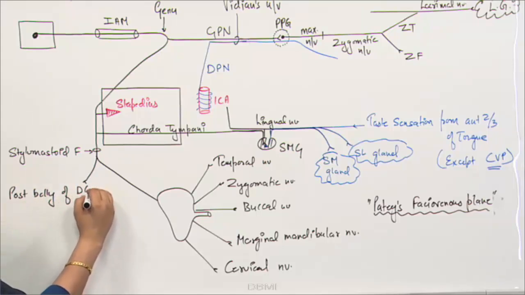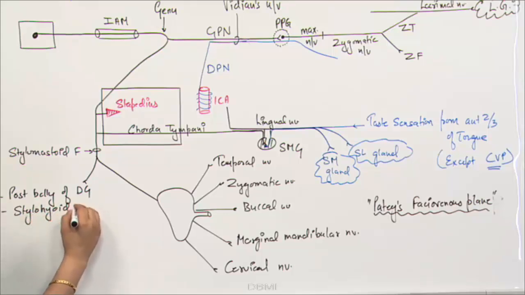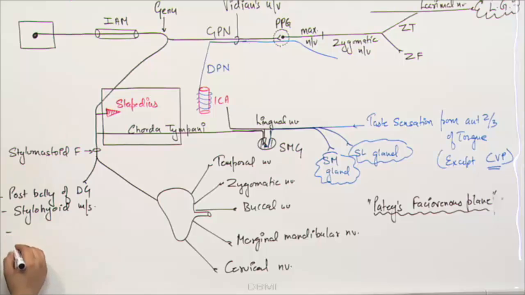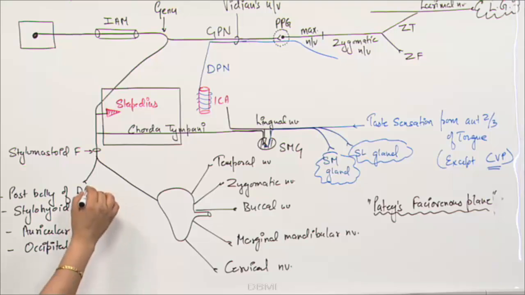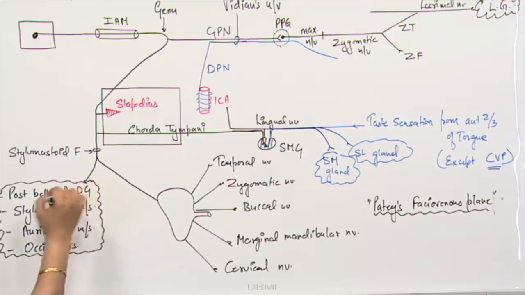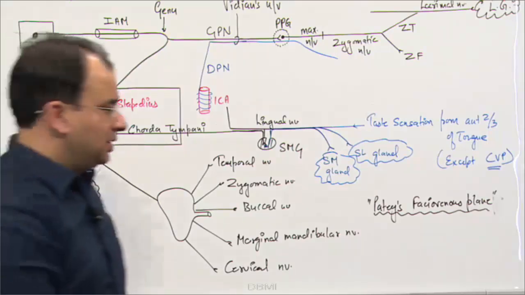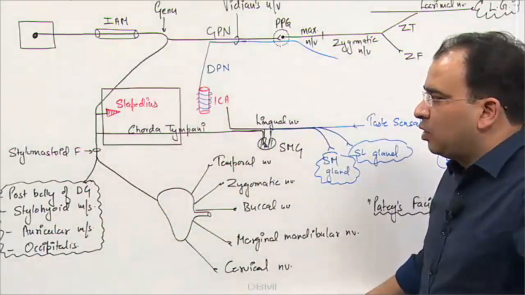Posterior belly of digastric, stylohyoid, auricular muscles, specifically superior and posterior, and occipitalis. Now these are the 4 very important muscles which you need to remember, supplied by the facial nerve by passing behind the styloid process when coming out of the stylomastoid foramen.